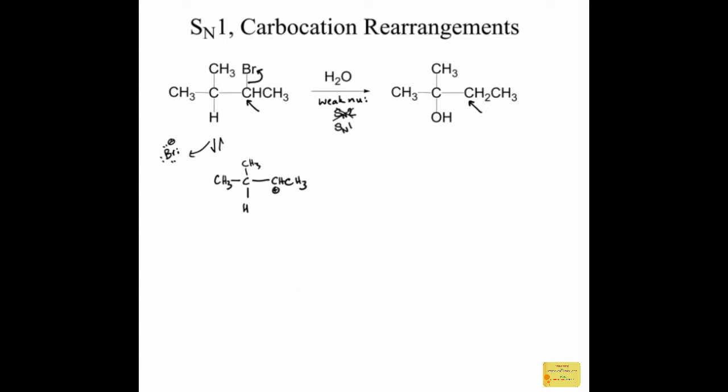And I lose my leaving group and I form a carbocation. Now what happens here is this molecule undergoes a rearrangement where this carbon here with the positive charge is missing electrons, it's unstable. It looks next door and sees this carbon-hydrogen bond with 2 electrons, and it steals it. This hydrogen picks up and moves with its 2 electrons and shifts over to the next carbon. We call this a 1,2 hydride shift.